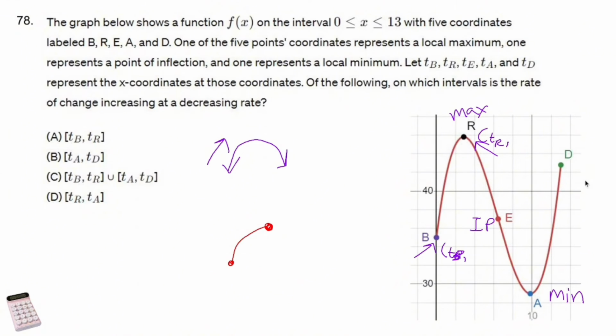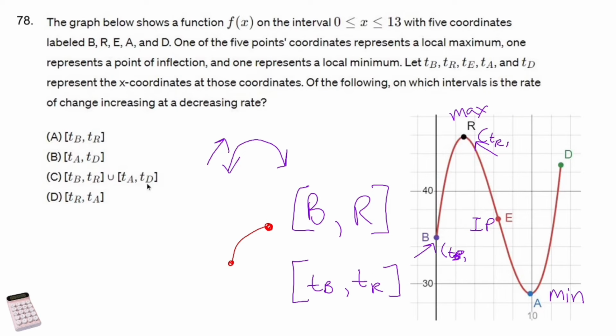You are decreasing at a decreasing rate. Now, this guy is concave up, so you are decreasing at an increasing rate, and you are increasing at an increasing rate. So this is what I want. I went between B and R, so they're not going to just say, hey, select B and R. That's not how they want us to do it. They want us to say, all right, the x value for B is T sub B, and the x value for R is T sub R, so we're going to select A and only A.